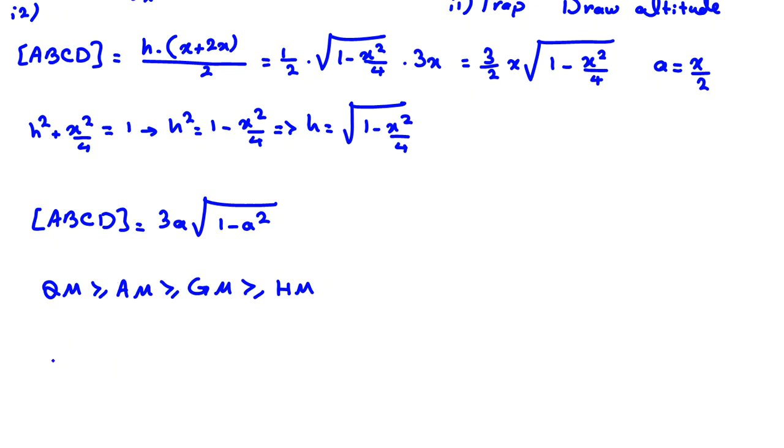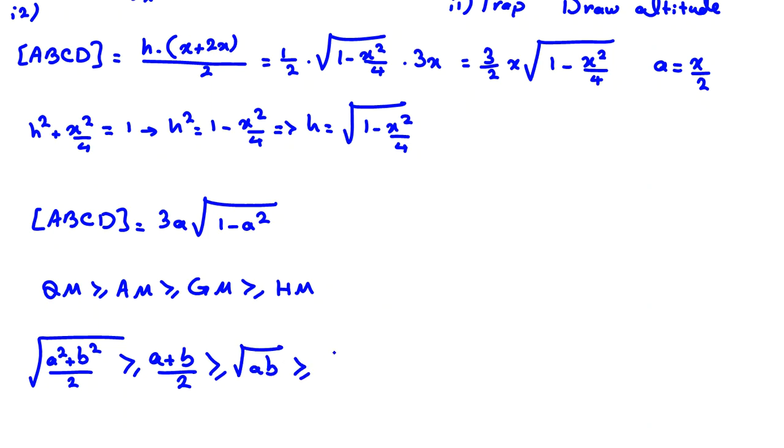So the quadratic mean is what? The square root of a squared plus b squared over 2. It is QM. AM, the arithmetic mean, is a plus b over 2 for 2 variables. Also, we have similar things for n variables. The square root of ab is greater than or equal to 2 over 1 over a plus 1 over b. Now here, because I have this, I want to use this one and this one. QM-GM.